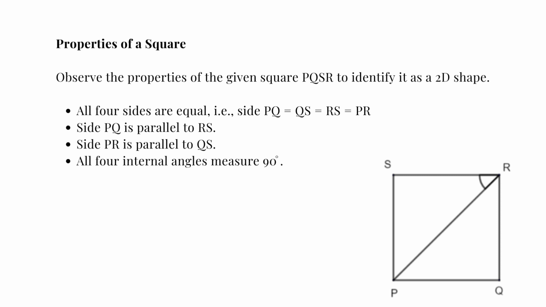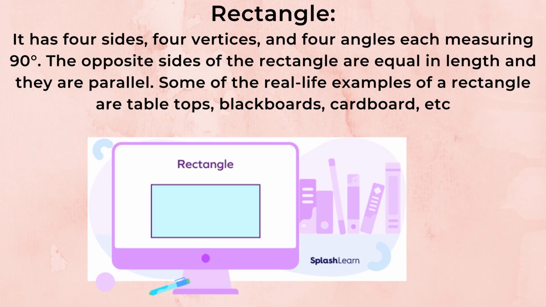And the properties of the square: all sides are equal. For example, there is a structure of the square and there are four sides PQ, QR, RS, and SP, and all of these sides are equal. Side PQ is parallel to RS, side PR is parallel to QS, and all four internal angles measure 90 degrees.